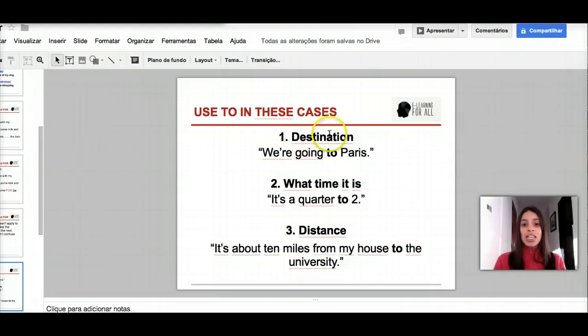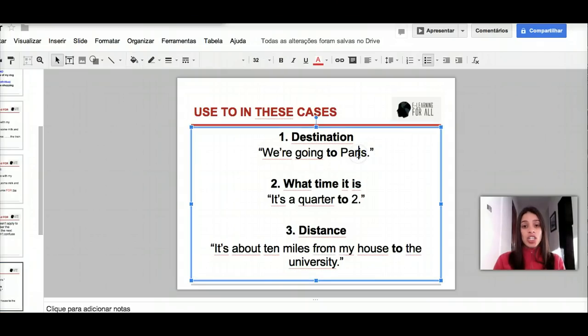Destination. When we talk about destination, it's where we are going, right? It's the place where we are going to. So when you are talking about destination, the preposition you want to use is to and not for. We are going to Paris. We are not going for Paris, okay? Because Paris is your destination. So when you talk about destination, you want to use the preposition to. Got it? Great.